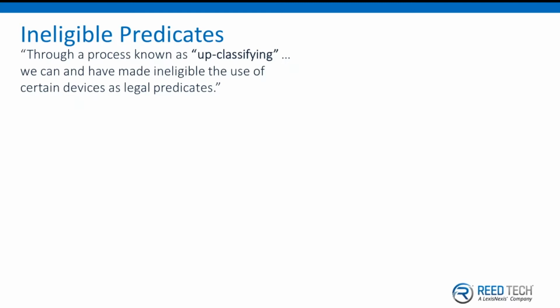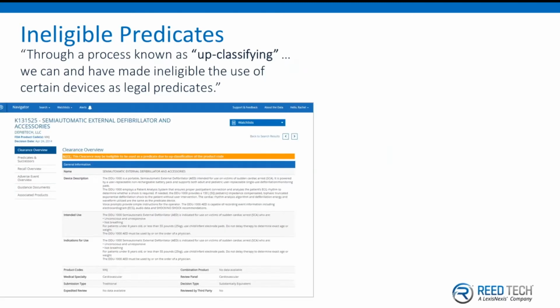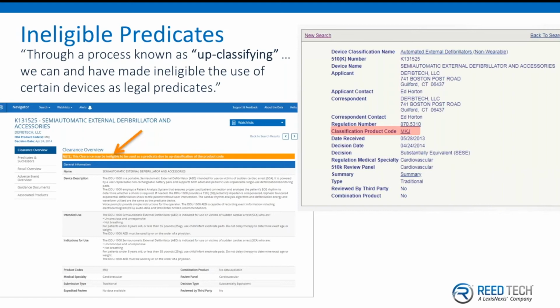Finally, you will need to be aware of the product codes which have been made ineligible to use as a predicate by the FDA. In Navigator, we have included a bright orange banner that you see there at the top of the clearance overview page, showing if the associated product code has been upclassified and can no longer be used as a predicate. Almost 1,500 510Ks have been made ineligible due to upclassification, and to find this information without Navigator requires a lot of digging.